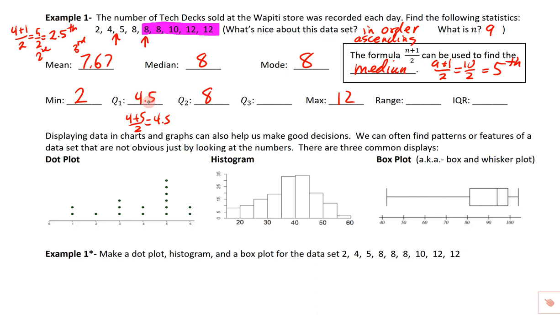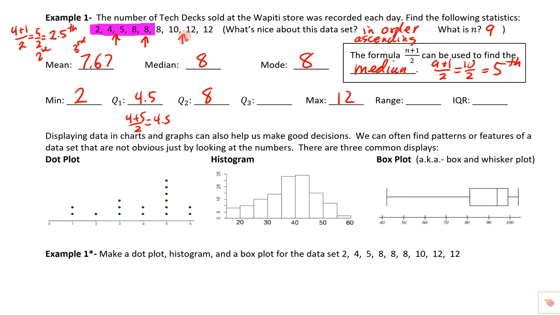4.5 here. Now, what I want to point out is this number, this descriptive statistic here, is not one of the data points, and that's totally okay. If it happens to be that Q1 falls in between those, or the median falls in between some other ones, that's totally okay. So I'm going to come up here, I'm going to cross off the bottom half of the data, including the median, and we want to find the middle of the top half.